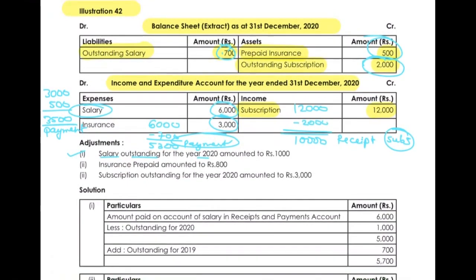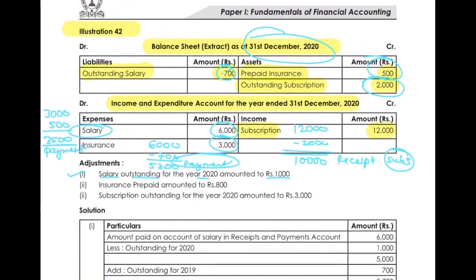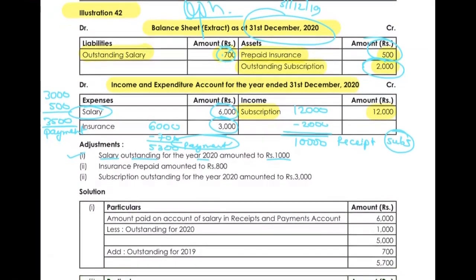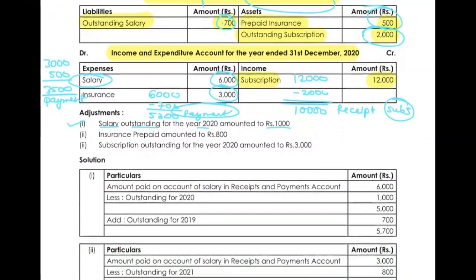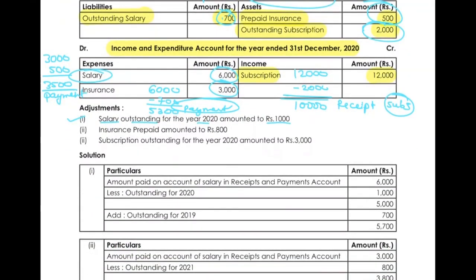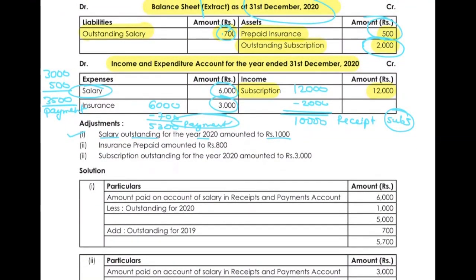Okay. There is extra information given, that is the salary outstanding amounted to rupees 1,000 in 2020. I think again there is a misprint. This balance sheet should not be of 2020. This should be of 31st of December 2019. This should be the opening balance sheet, and accordingly adjustments will be done. Let us just check one of the answers and then we can figure out what is incorrect.